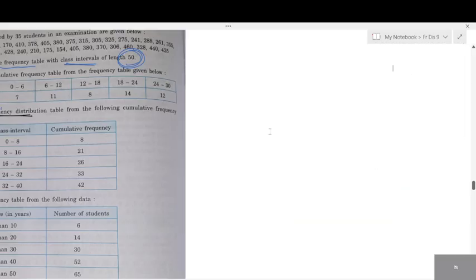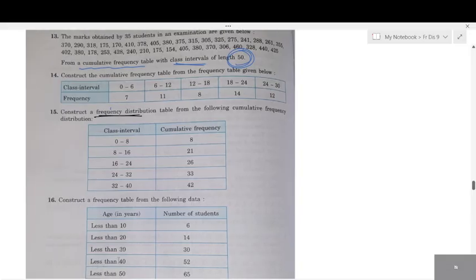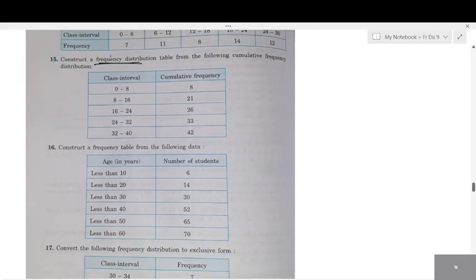Next one. What's the next question, students? Okay, look here, the class value is changed. Less than 10 is given. Less than 10, less than 20, less than 30. We need to convert into this form. You need upper limit and lower limit. So when less than 10 is given, take it as 0 to 10.